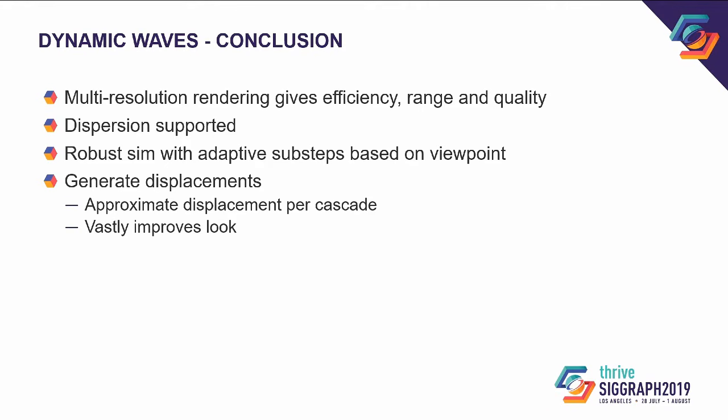So now we conclude our look at Crest's dynamic wave system. Our multi-resolution approach provides computational efficiency and allows us to simulate on large ranges. Dispersion comes easily by varying the wave speed across the cascades. We built a robust wave sim that chooses adaptive substeps based on viewpoint to save computation when it isn't necessary. Finally, we show how to generate displacements from the final height field using a wavelength estimated for each cascade, which vastly improves the result.